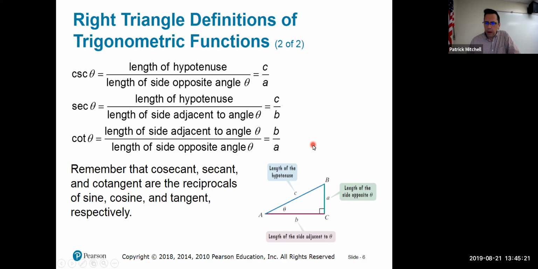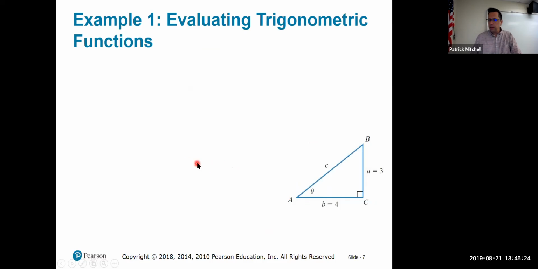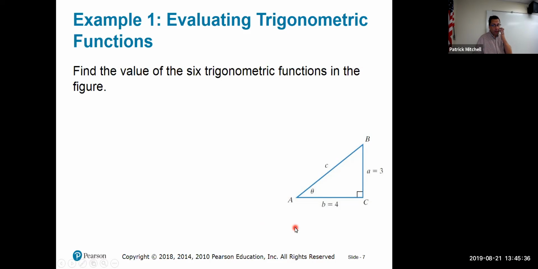Now we come to our example. They've given me this triangle where one side is labeled 3 and the other side is labeled 4, and they want me to find the values of the six trigonometric functions of theta. In other words, what is the sine of theta, the cosine of theta, the tangent of theta, the cosecant of theta, secant of theta, and cotangent of theta? Let's do sine first. The sine is the opposite over the hypotenuse. But we don't know the hypotenuse. They haven't told us, but we have the Pythagorean theorem.